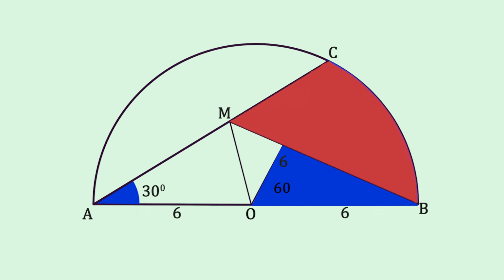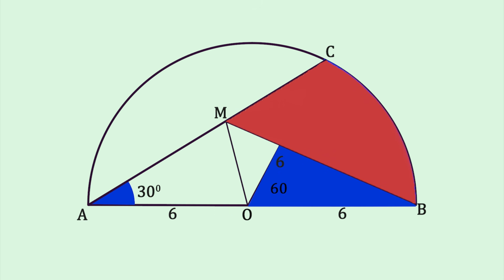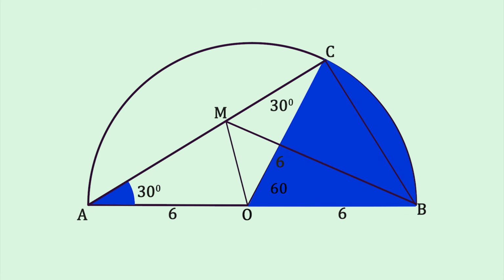The key was transforming the shape. We replaced the area of triangle MCB with the equal area of triangle OCB, and this swap made the problem incredibly simple. I hope you enjoyed this problem.